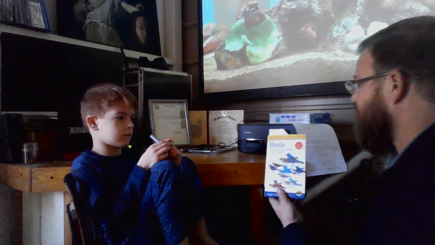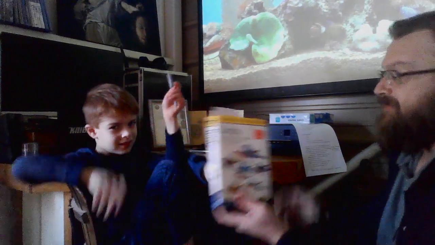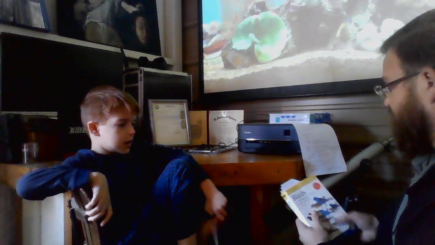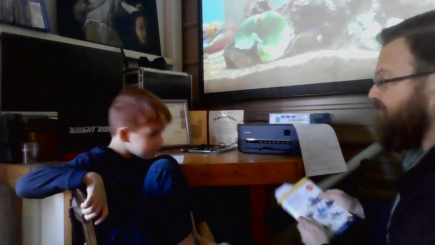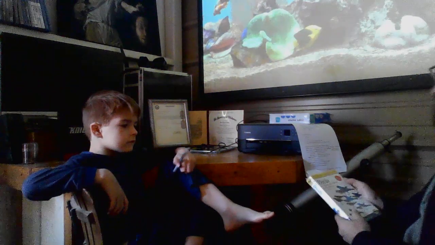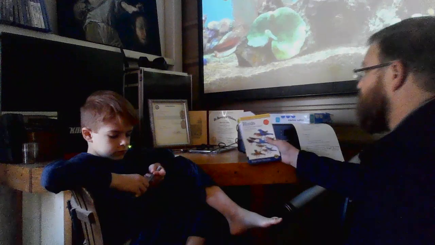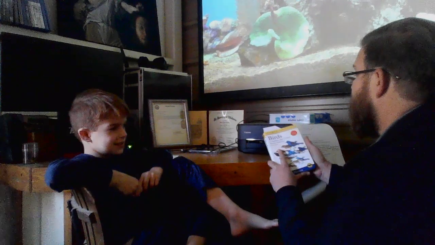This book is called Birds of Eastern and Central North America. Is that real? And this is a very real book. Gigi, remember Grandpa? He got me this book when I was little. And it's a book about all the different types of birds that are in Eastern and Central North America. So what do we call this? What part of the book is this?